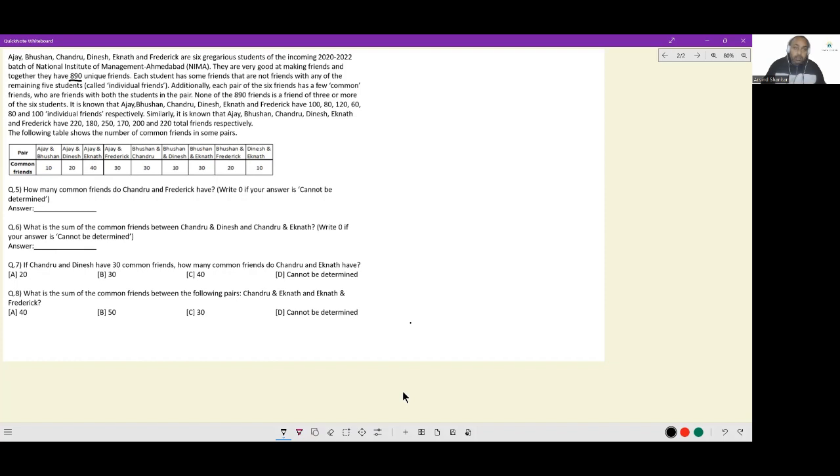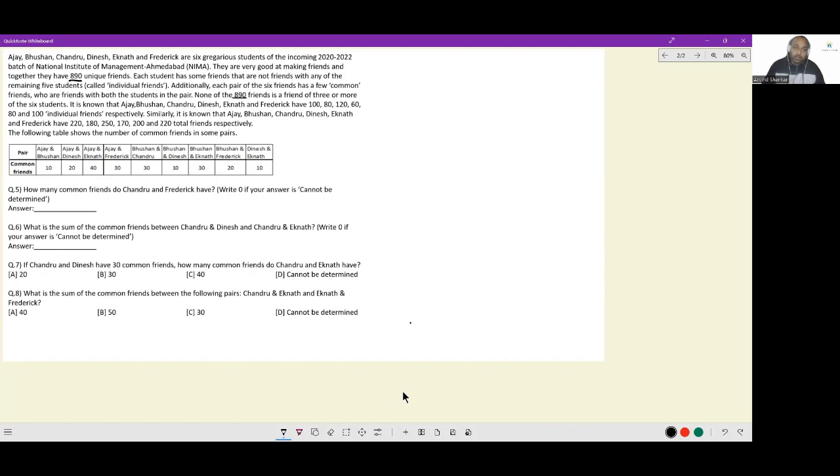Each student has some friends that are not friends with any other remaining five students, called individual friends. Okay, friends that are unique to them. Additionally, each pair of the six friends has a few common friends who are friends with both the students of the pair. None of the 890 friends is a friend of three or more of the six students.